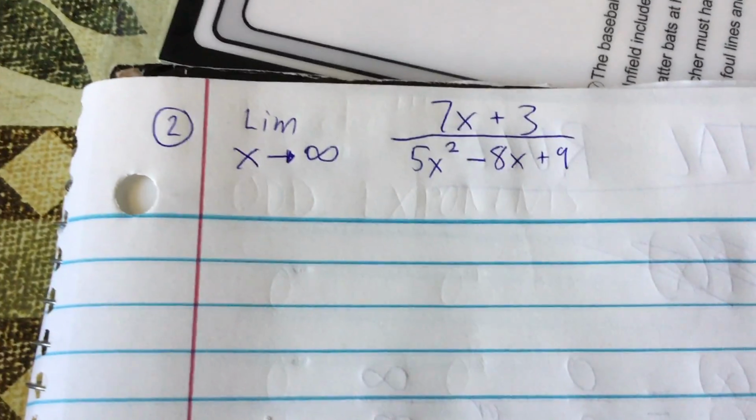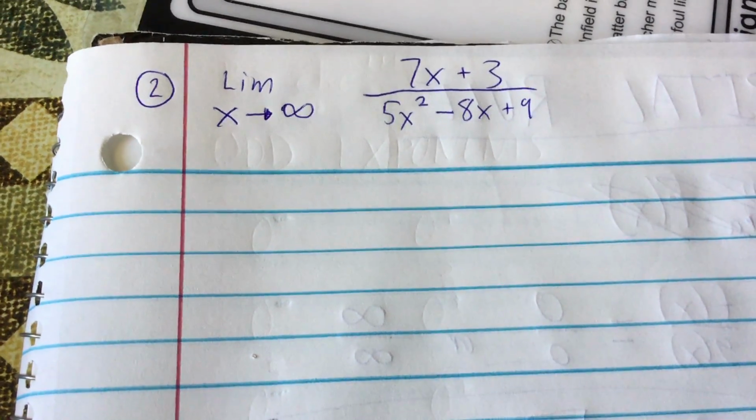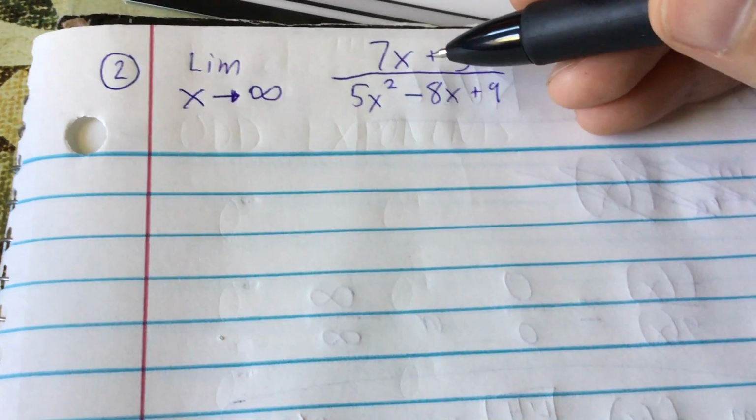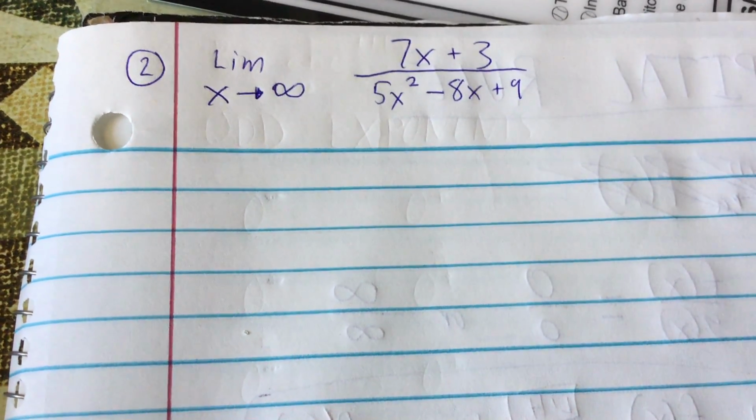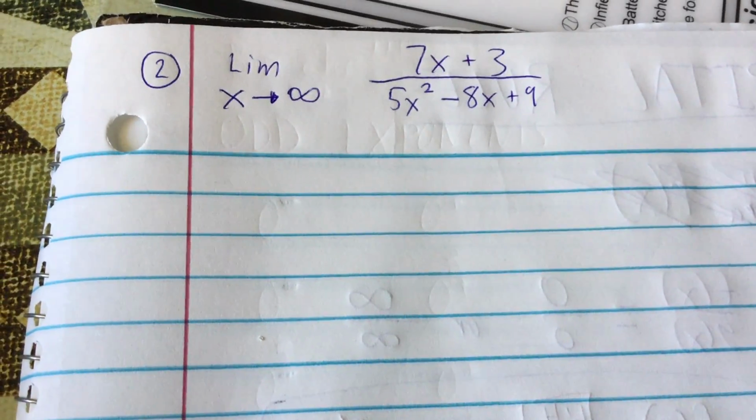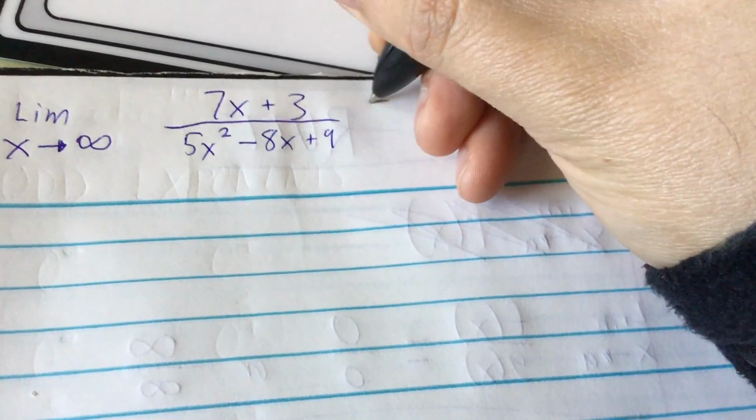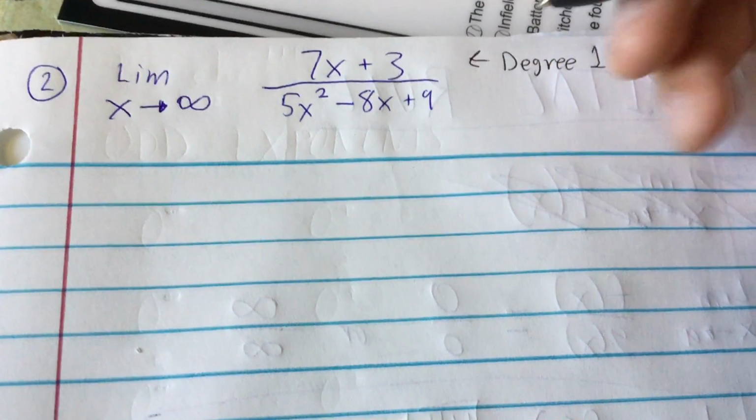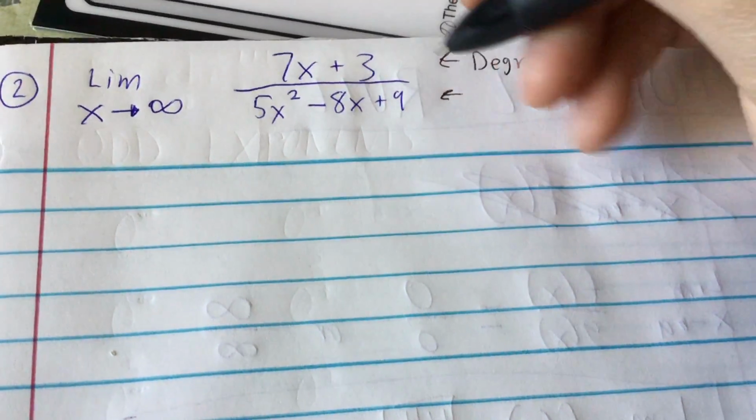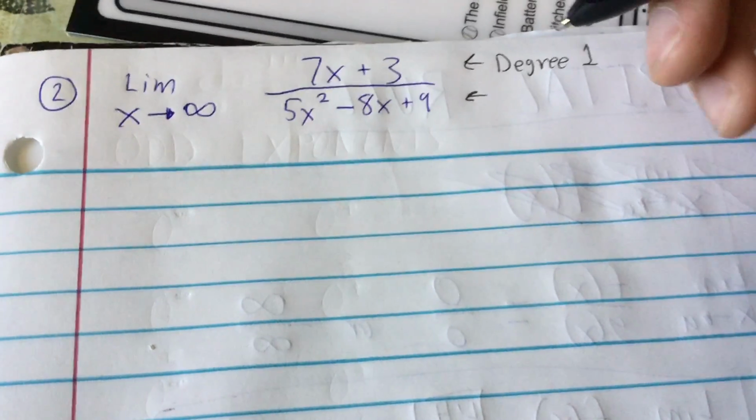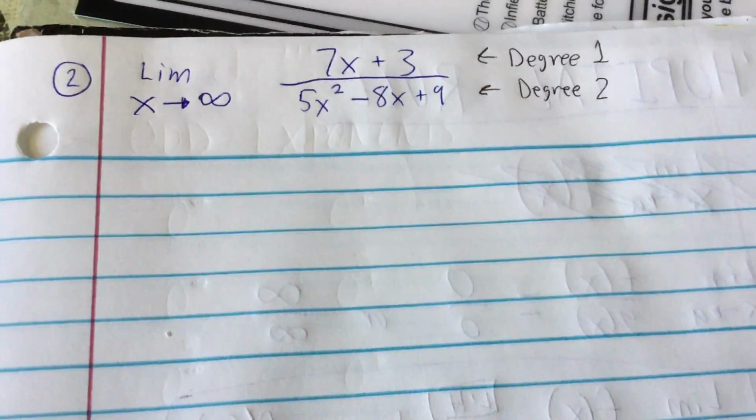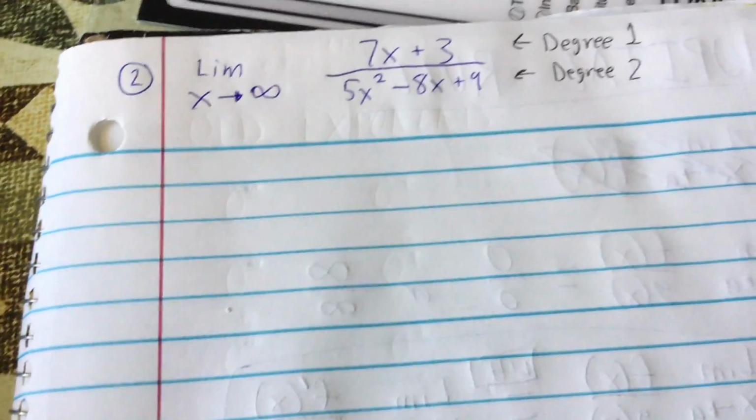So I've got the limit as x approaches infinity of 7x plus 3 over 5x squared minus 8x plus 9. You get the idea that if I plug in infinity on top and infinity on the bottom, I'm going to get infinity over infinity. I'm not happy. So what can I do? Well, I look at the top. And this time the problem is pretty much identical. I just flip the top and bottom. So now the degree on the top is 1, and the degree on the bottom is 2. So what I'm going to do is divide both the top and bottom by the smaller degree.